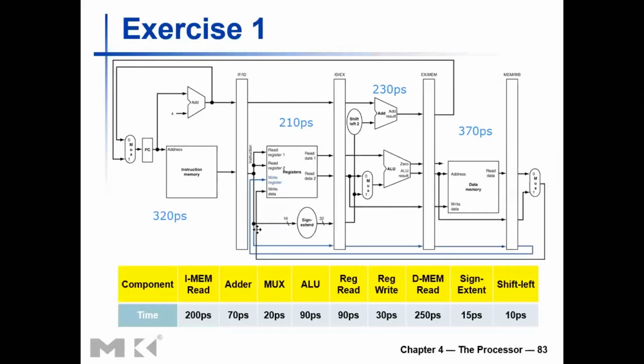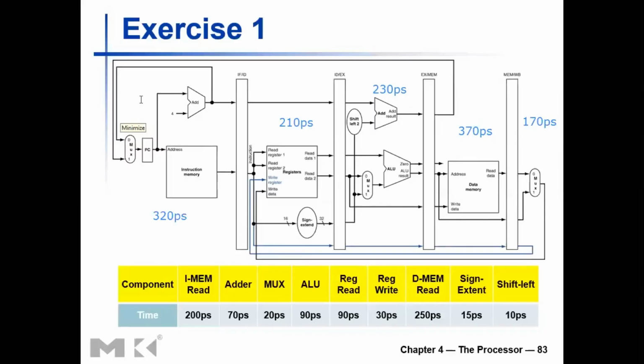Write back stage 170, that is 120 here, multiplexer 20 and register writing 30, right? So multiplexer is 20 and register writing 30, so that is 50, 170. So this stage, 170 picoseconds you are spending, right? Correct, very good, right?